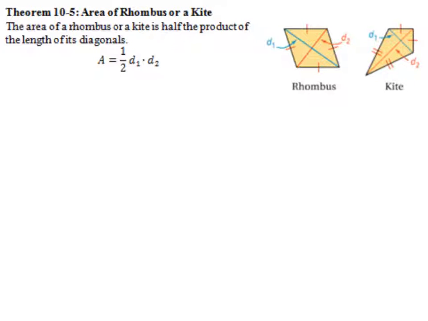The next thing we're going to talk about is how to find the area of a rhombus or a kite, and that gets covered by Theorem 10.5. Now what we're going to do to find the area of either one of those, a rhombus or a kite, we are going to take half of the product of the length of both diagonals.